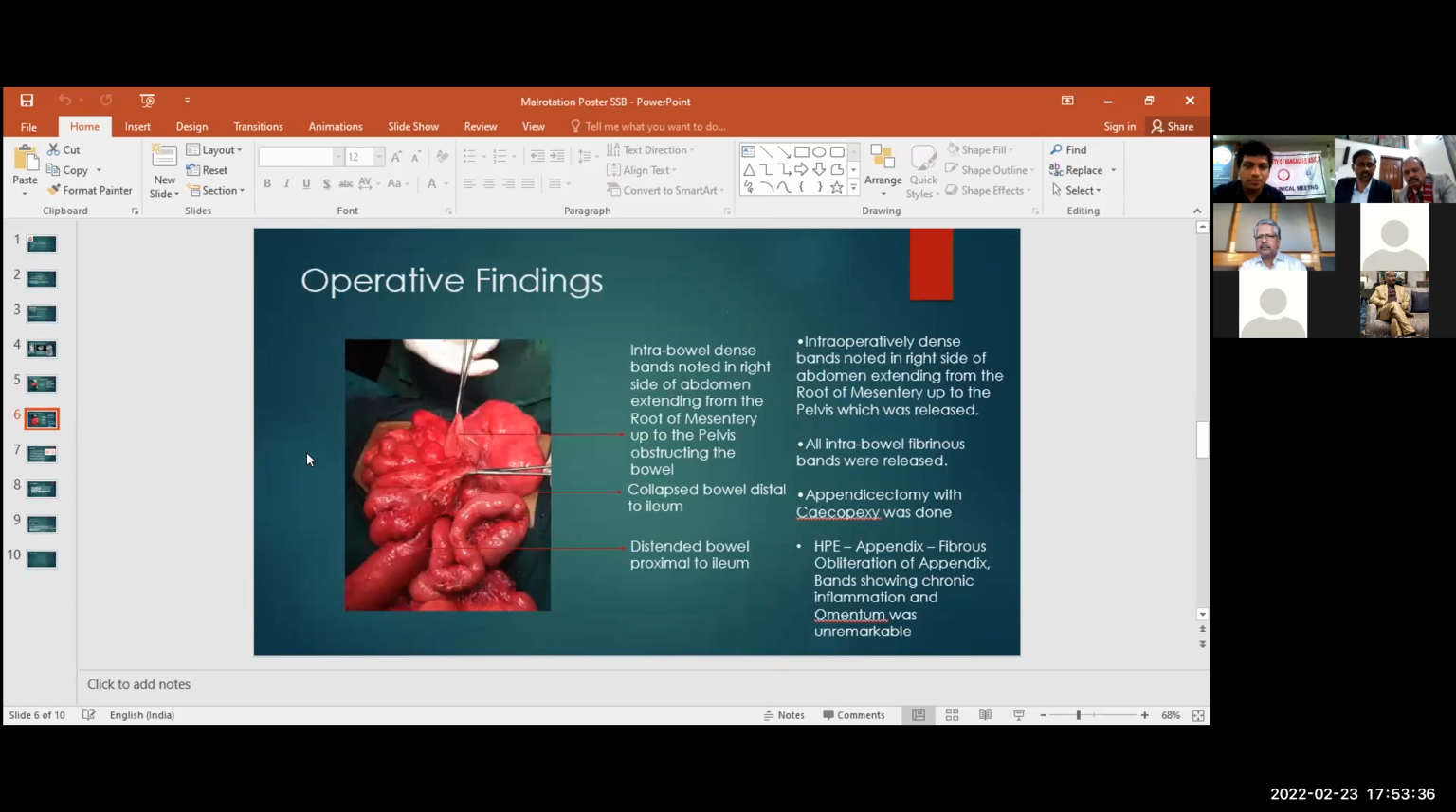Intraoperatively, dense bands of the abdomen extending from the root of the mesentery up to the pelvis were released. All intrabowel fibrinous bands were released. Appendicectomy with cecopexy was done.